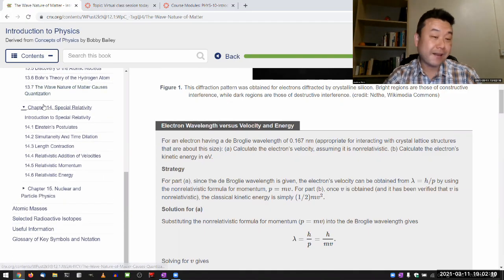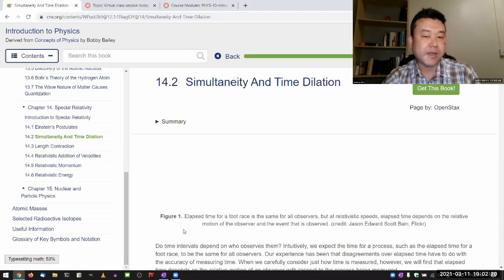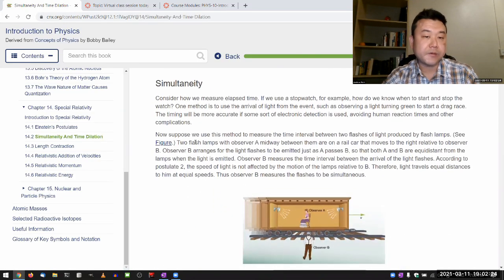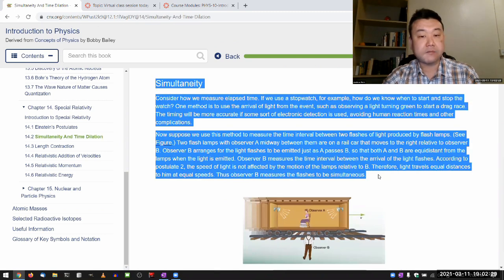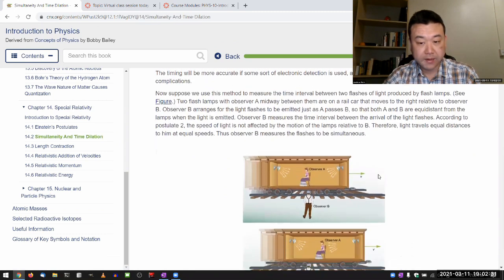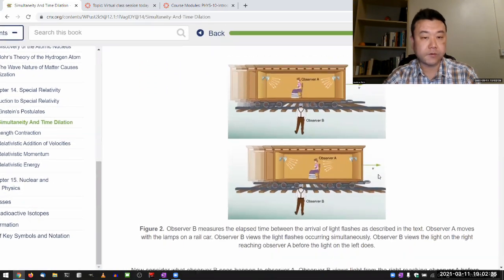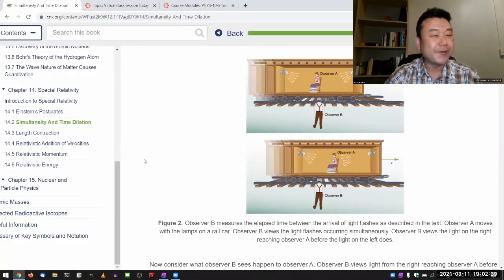And special relativity is a lot of fun. I think just learning the relativity of simultaneity alone, if you are somehow able to fully grasp that simultaneity is relative, that alone will be an accomplishment for this conceptual class. Well, it will be an accomplishment for you.